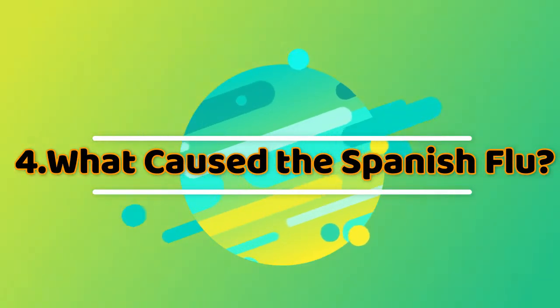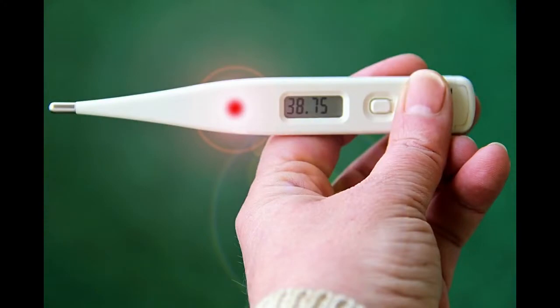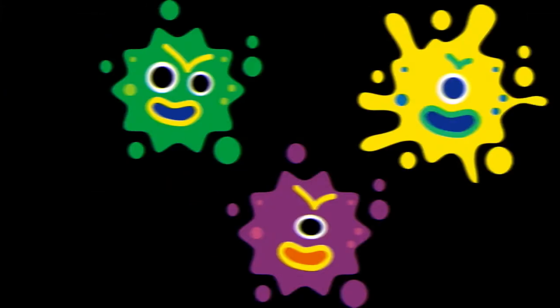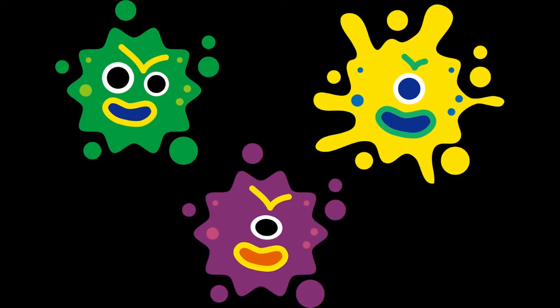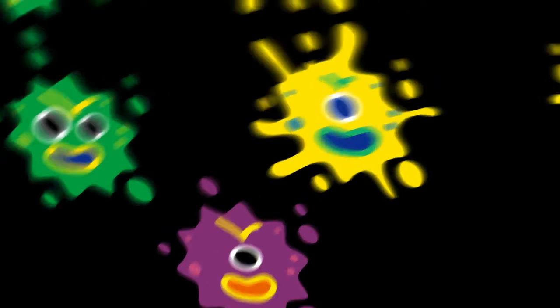4. What caused the Spanish flu? It's unknown exactly where the particular strain of influenza that caused the pandemic came from. However, the 1918 flu was first observed in Europe, America, and areas of Asia before spreading to almost every other part of the planet within a matter of months.